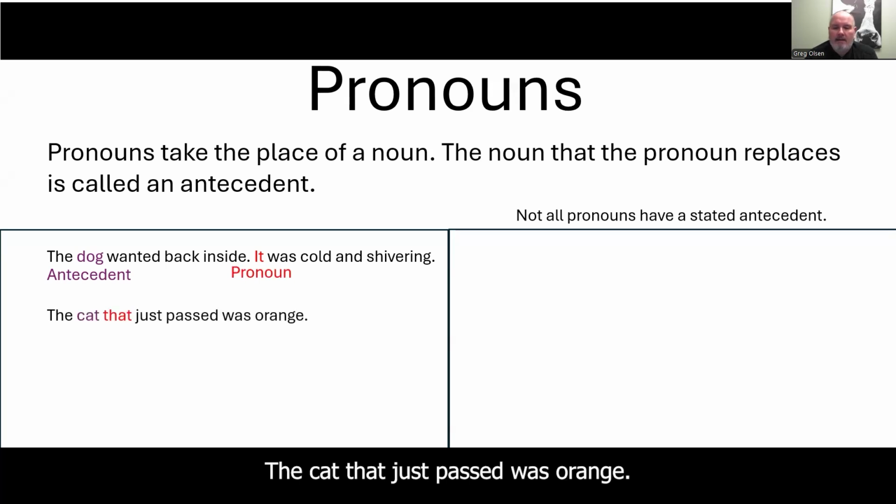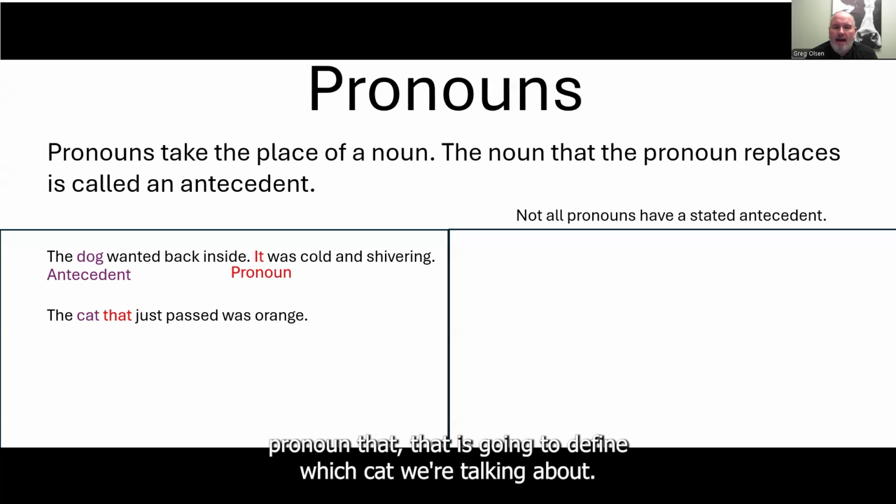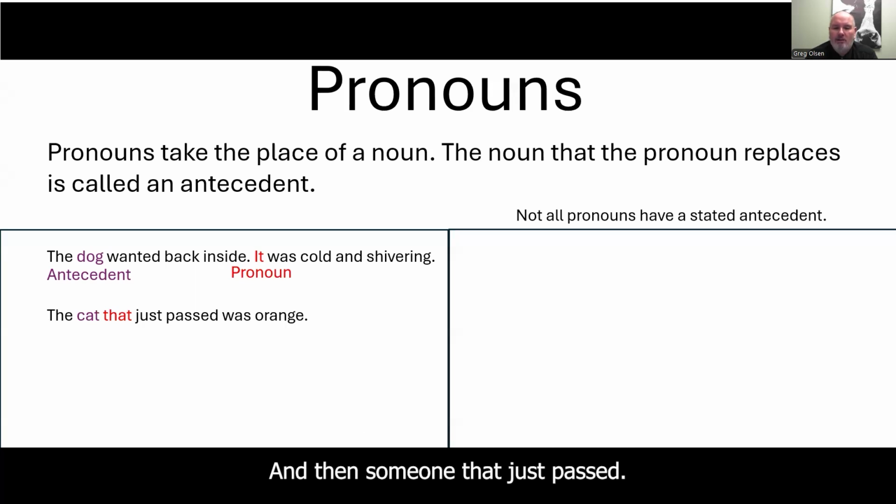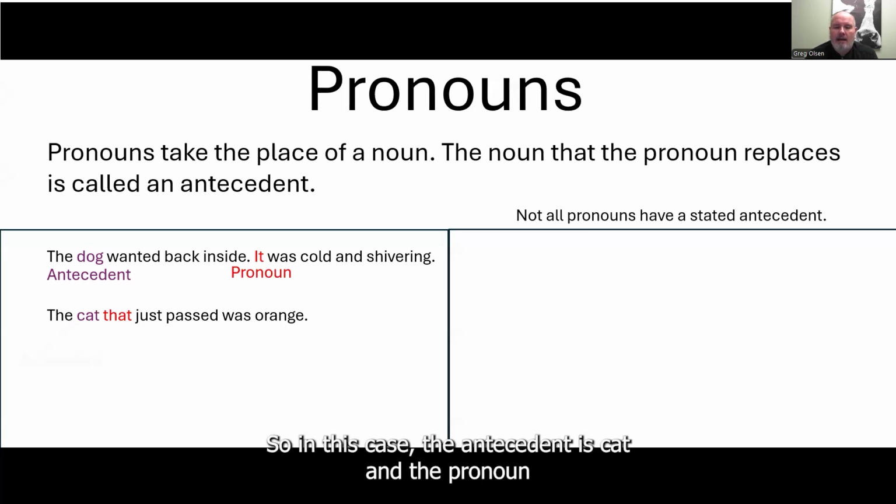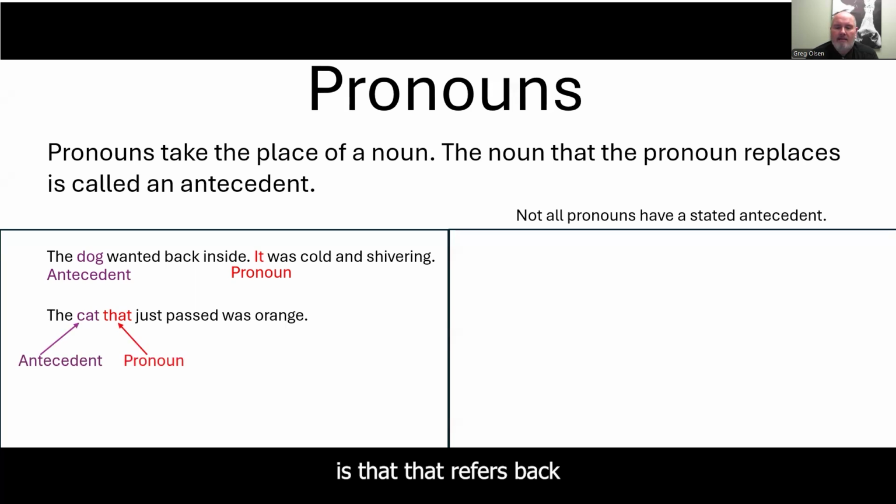Okay, let's look at another example. The cat that just passed was orange. So here, that is working as a pronoun that modifies the cat. We're talking about which cat. We want the one that just passed. So in determining which cat it was, we're going to use that pronoun that. That is going to define which cat we're talking about, and it's the one that just passed. Okay, so in this case, the antecedent is cat, and the pronoun is that. That refers back to that specific cat.